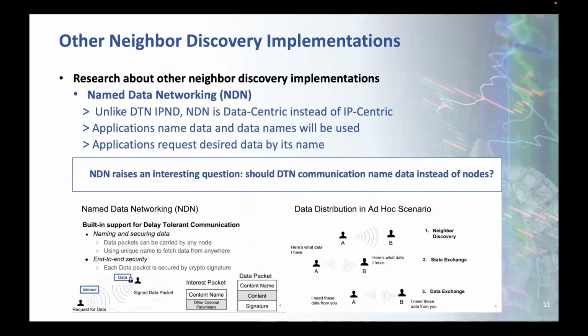And so what are some other neighbor discovery implementations? One in particular is called named data networking, which is unlike DTN and IPND. NDND is data centric instead of IP centric. Applications will name data, and the data names will be used during communication. This means that applications will request desired data by its name instead of IP addresses. So NDND raises an interesting question then. Should DTN communication name data instead of nodes?